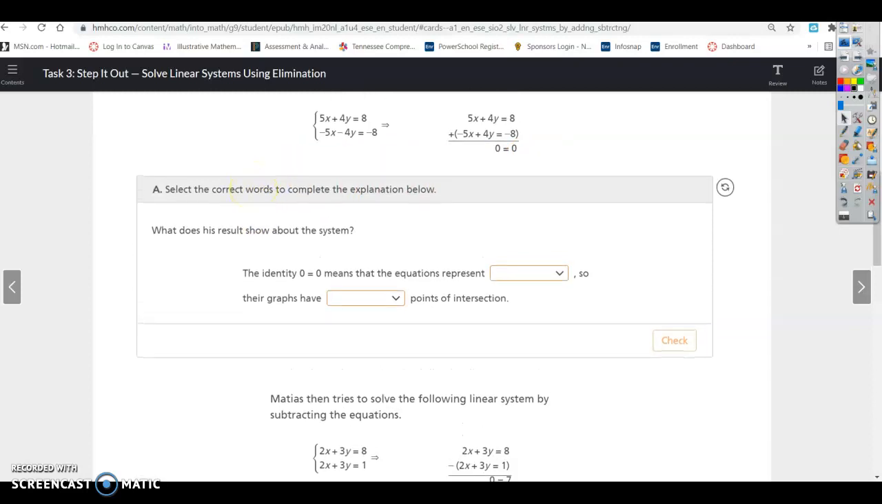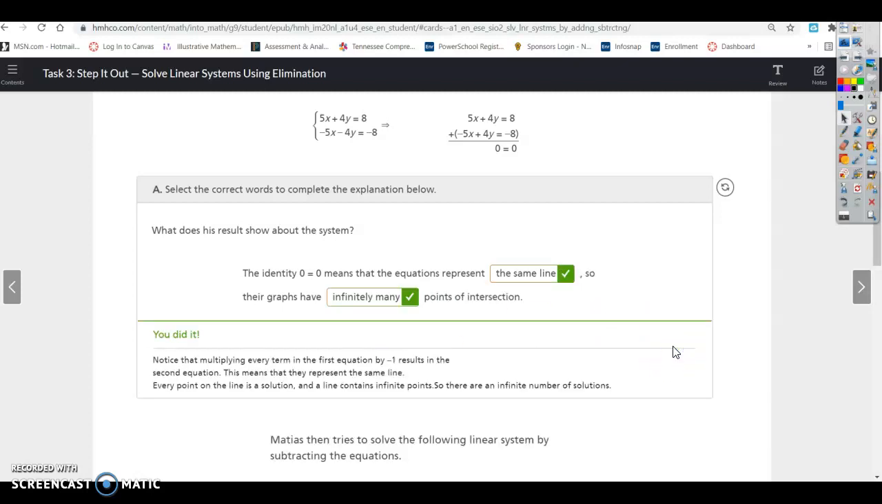All right, so select the correct word to complete the explanation below. What does his result show about the system? The identity 0 equals 0 means the equation represents the same line. So their graphs have infinitely many points of intersection. So if they're the same line, that means all points are going to be solutions. All points are solutions. Again, remember, they've copied this over. That should be a negative 4 there.